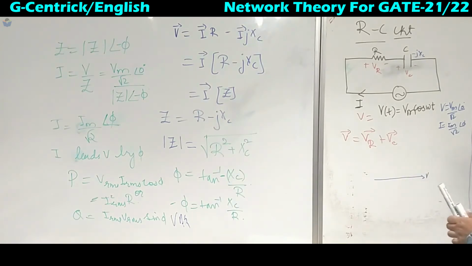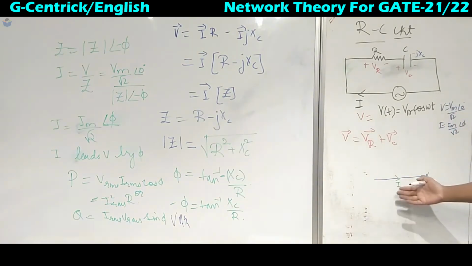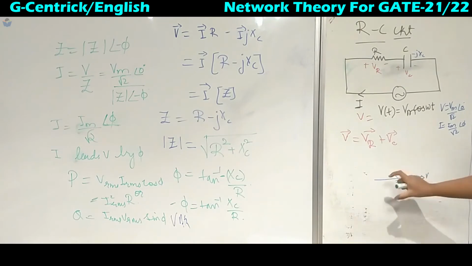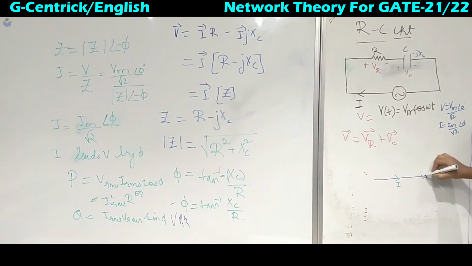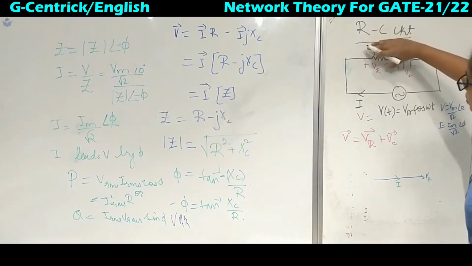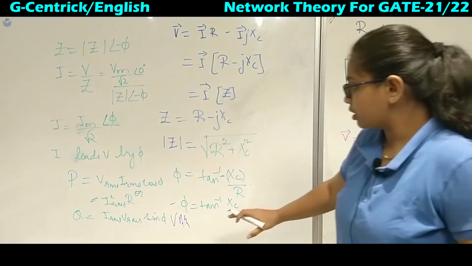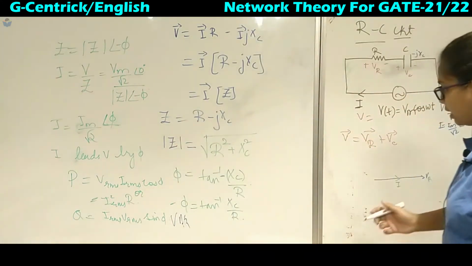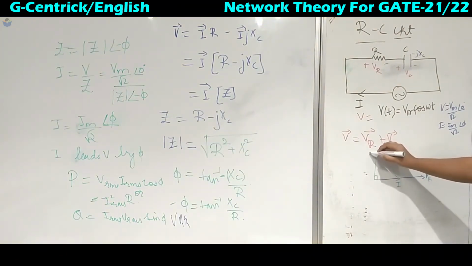Then if I move further, or here somewhere, whatever may be the magnitude, depending on the magnitude length, we will mark the arrows. So here it is V. This is VR. We have taken this voltage as reference, VR. Then the current, after flowing through the resistor path, moves to the capacitor. So for the capacitor, what is the current doing? It is leading by 90 degrees. So this is 90 degrees, VC.